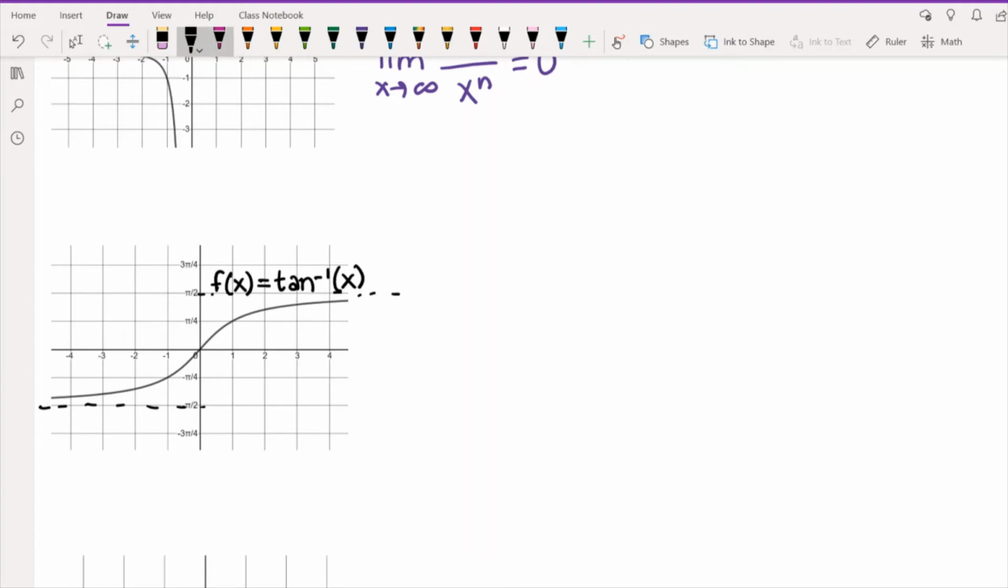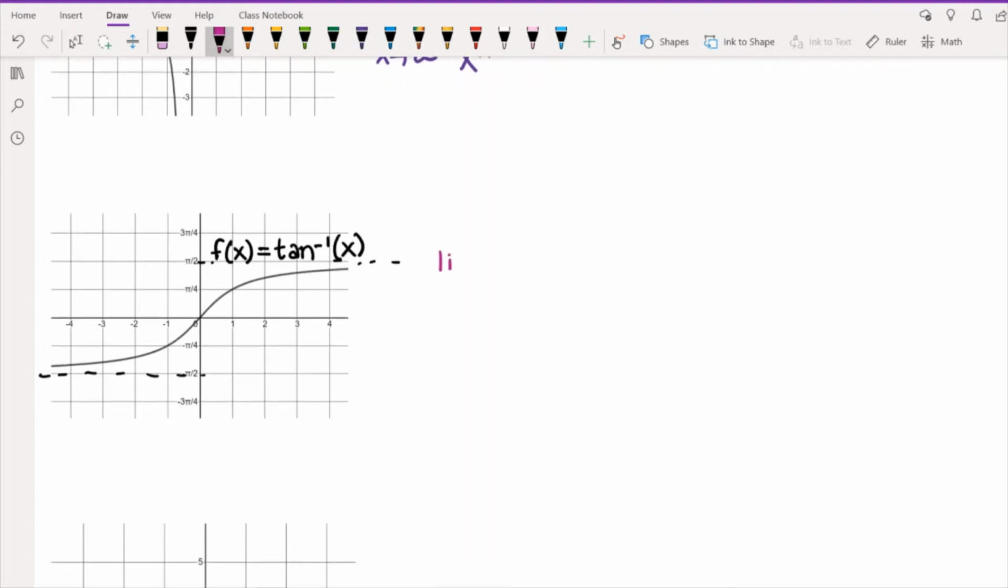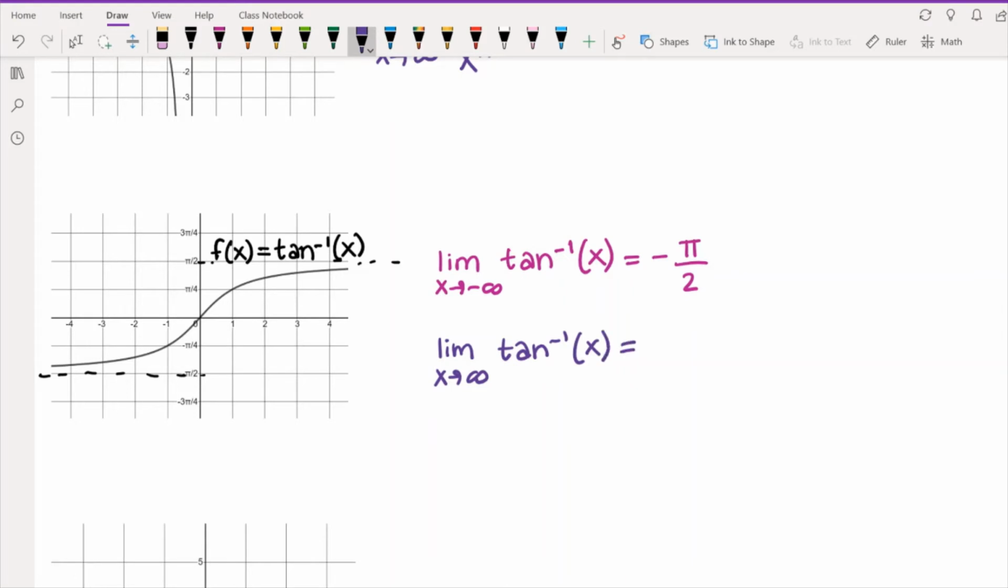Because this graph has horizontal asymptotes at negative pi over 2 and positive pi over 2, that tells us that the limit as x approaches negative infinity of inverse tangent of x is equal to negative pi over 2. And the limit as x approaches positive infinity of inverse tangent of x is equal to positive pi over 2.